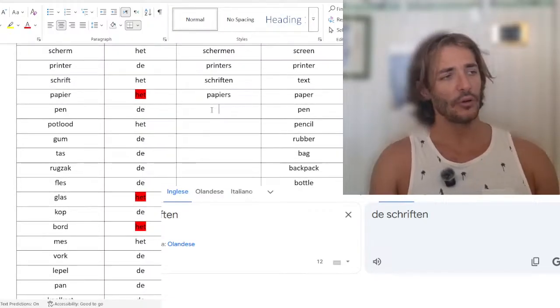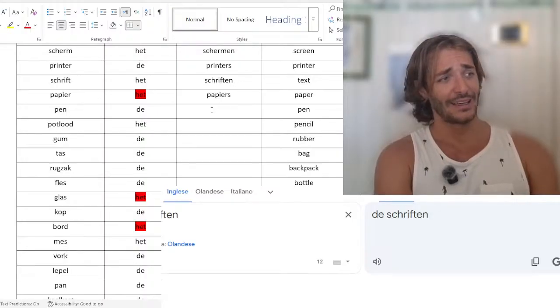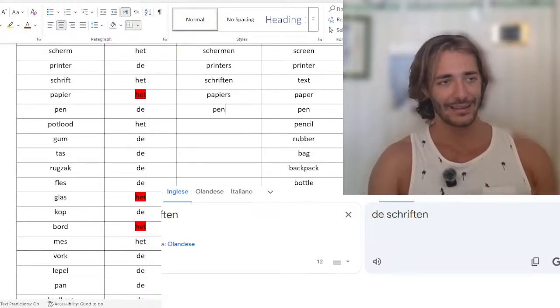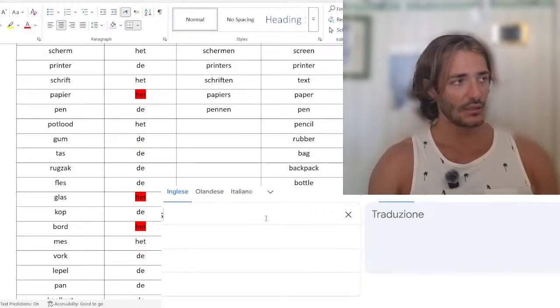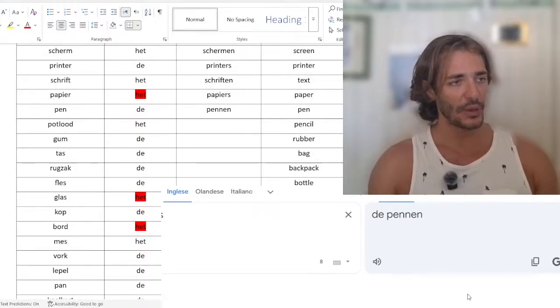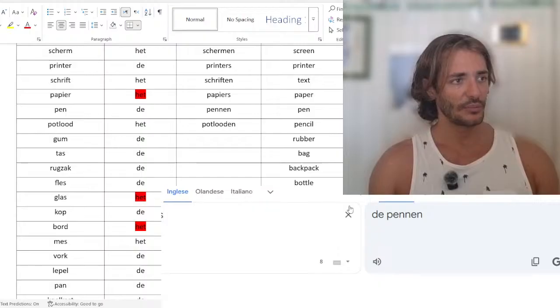The pen, okay, here we have another of these words that it could be doubled. So the pennen, dependen. Let's see. Depends. Dependen. Het potlood, de pencil, de potloden. The pencils.